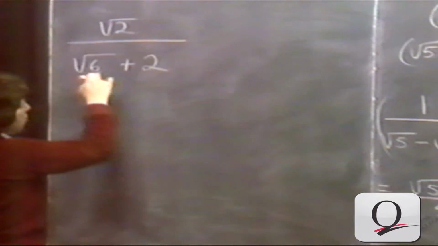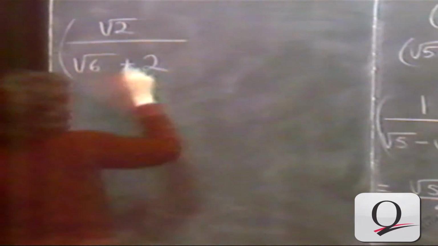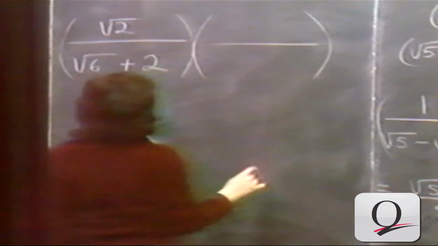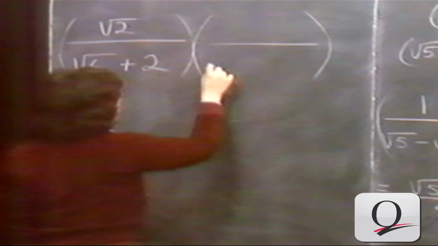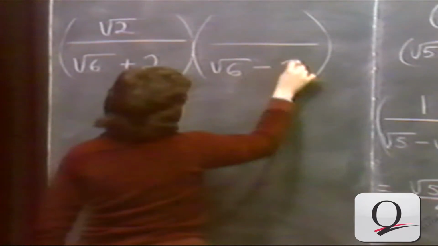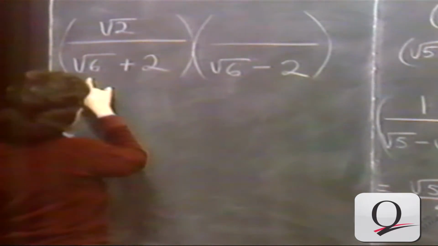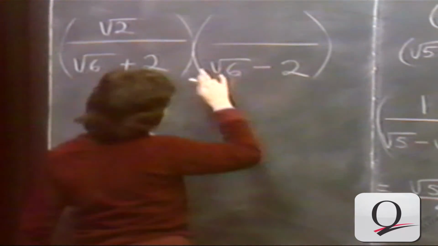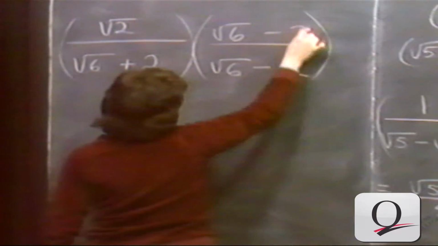You think of this as, say, a plus b. And what we do is we multiply by a minus b over a minus b. This is a plus b, so we need a minus b, the conjugate. This is a plus b, a minus b. And whatever you multiply the bottom by, of course, you must multiply the top by as well.